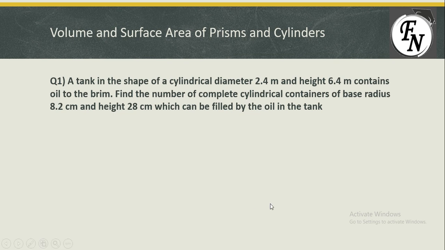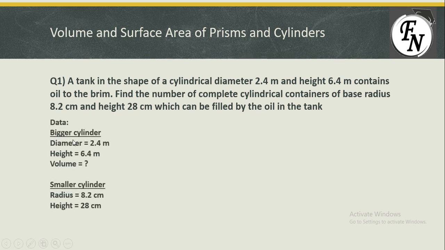filled. So first of all, we will copy the data: the bigger cylinder has a diameter of 2.4 meters, height of 6.4 meters, and volume is missing. And the smaller cylinder has a radius of 8.2 centimeters and a height of 28 centimeters. In the smaller cylinder, radius and height are both given to us.